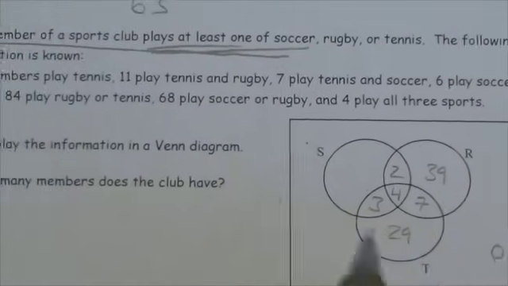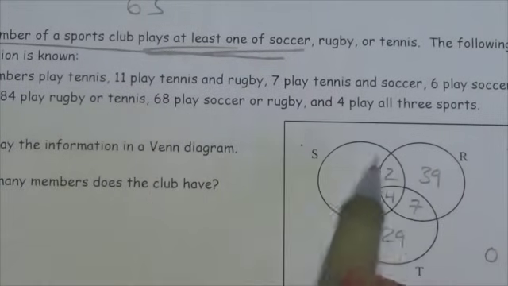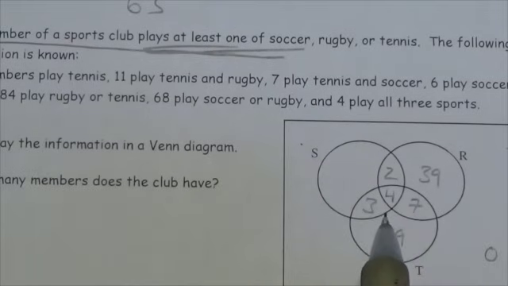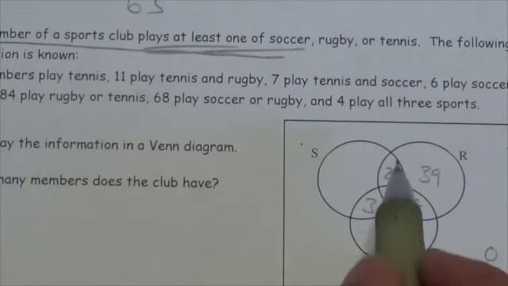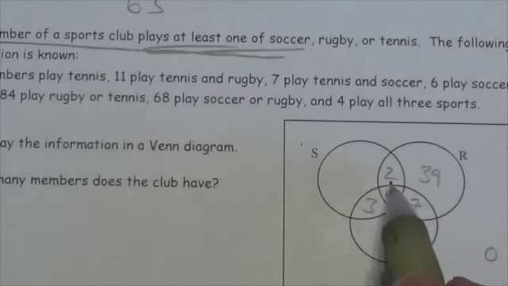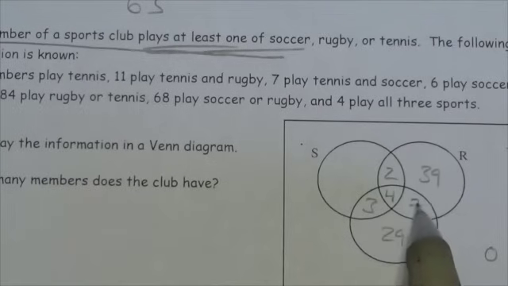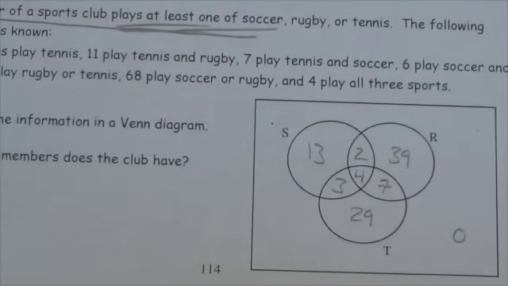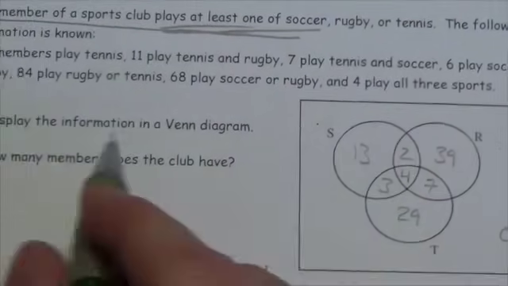Okay. And then I know that 68 play soccer or rugby. Okay, so what is that? 68 there. Now, I'm going to take from 68, I'm going to subtract the 2, the 4, the 3, the 7, and, sorry, I'm just doing this in the calculator over here, 7 and the 39. And that leaves me with 13 that play just soccer. Good. Now, there's my Venn diagram all filled in here. Okay, good. That's the first part here.